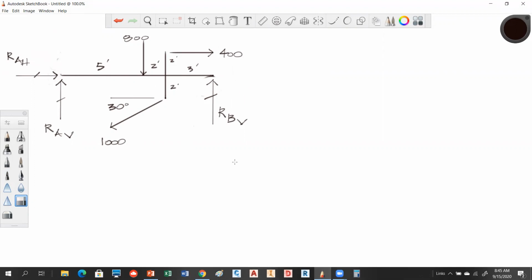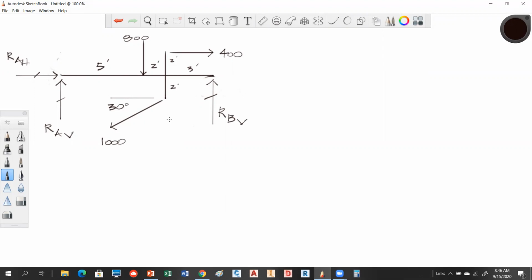Okay, so the other thing we have here is a vector that is not parallel with X or Y. So what I definitely recommend is that we get rid of this and replace it with its components, because when you start doing your moment, if you don't do that, it becomes really a problem. So I'm going to take the cosine of 30 times 1,000 to get the vector going this way, and the sine of 30 times 1,000 to get it going this way. Does everybody agree with what I just said? Cosine of 30 times 1,000 should get me the vector acting this way. Sine of 30 times 1,000 should get me going that way.